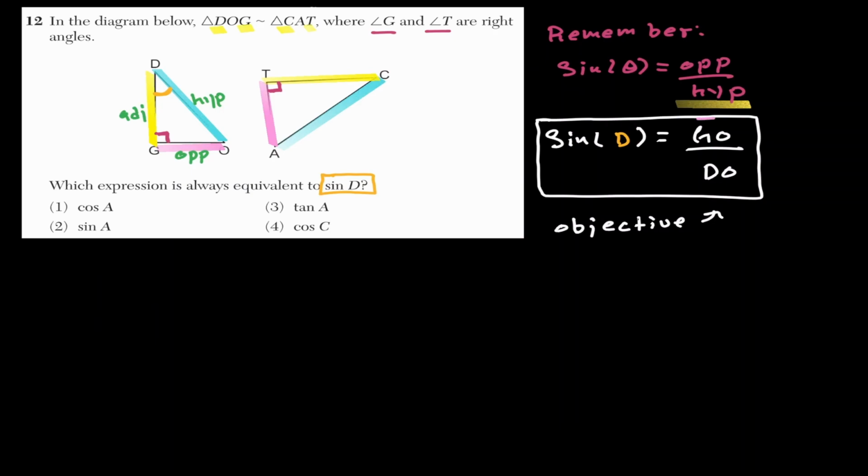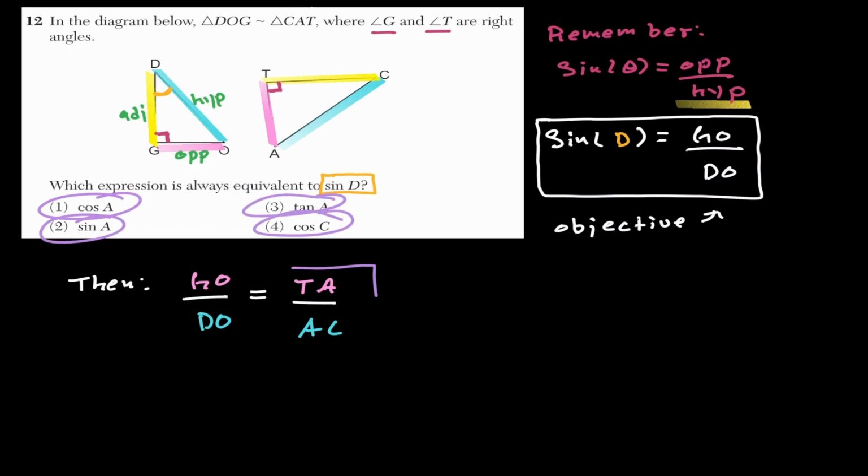So therefore, we can rewrite this expression. Now, GO was the line segment that we highlighted here in pink. And DO was the segment that we highlighted here in blue. Because of similar triangles, that should be proportional to the pink divided by the blue in the triangle on the right. And that will be TA divided by AC. And now we have a better strategy. How about we think about which of the following four options is equivalent to the expression of TA divided by AC, because we know that they're equivalent because of similar triangles.